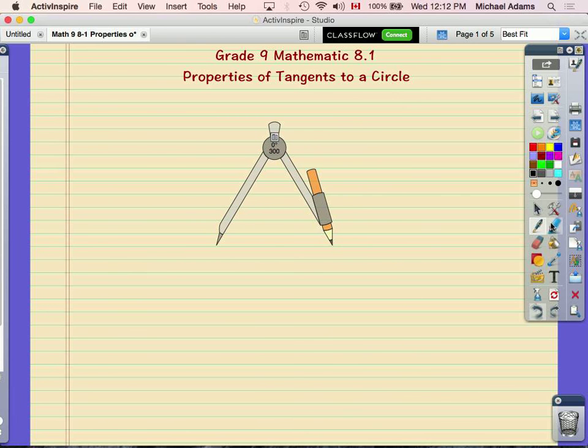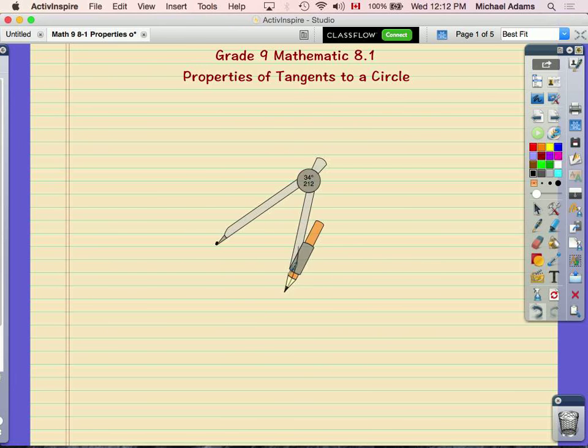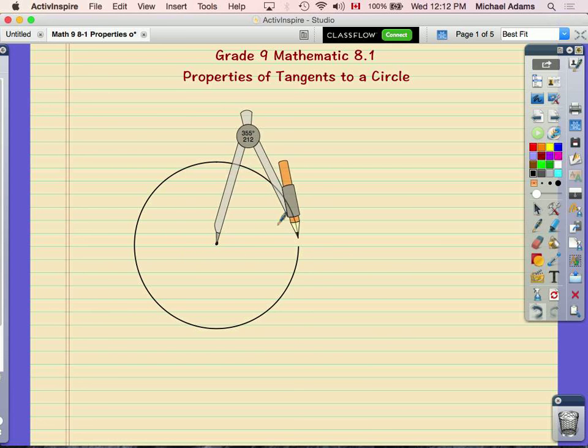First thing I'm going to do is mark the center of my circle. So here's the center of my circle. Okay, and let's just make a circle here. I'm going to use my protractor. Oh, sorry, it's a compass. Make a circle. Okay, so I got a circle made. Now I'm going to put a point on the outside of the circle.